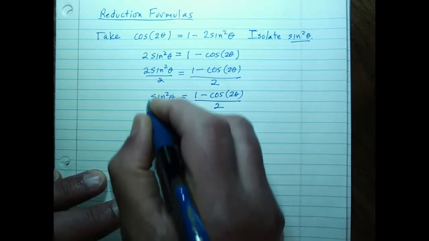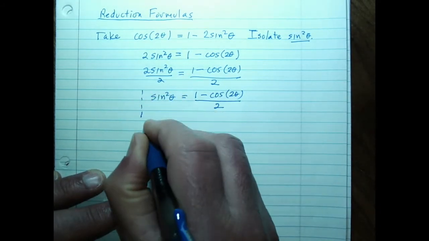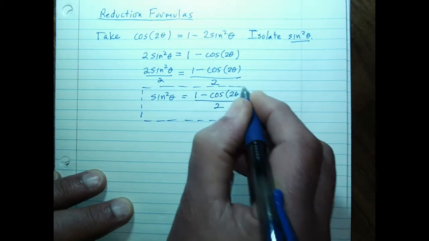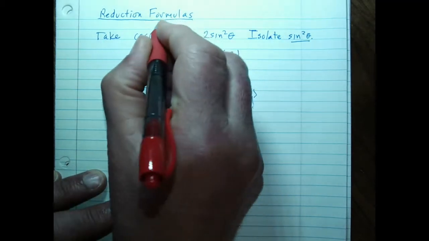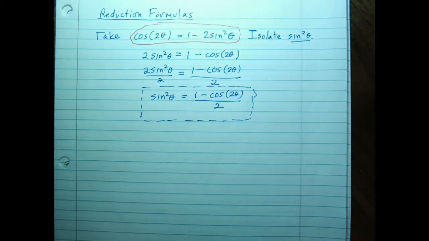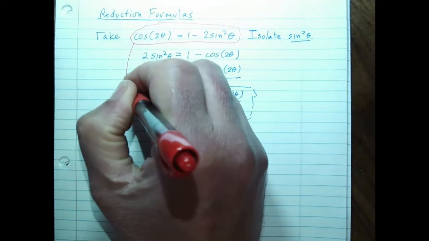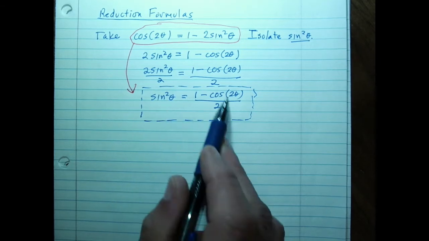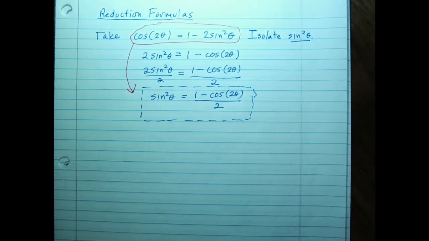So I almost hate to even put this in a box because it's not too hard to obtain this from the cosine 2 theta equals 1 minus 2 sine squared identity. All we did was isolate sine squared. But it turns out this is a convenient form, and it's used in calculus class. When you guys move on to calculus, your calculus teacher's just going to pull this out of the back pocket at some point and make use of it.